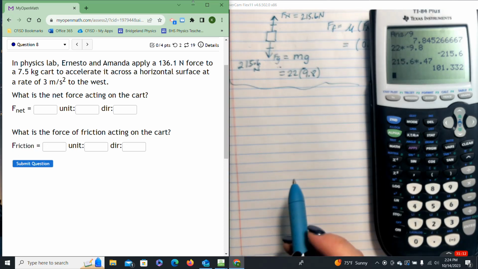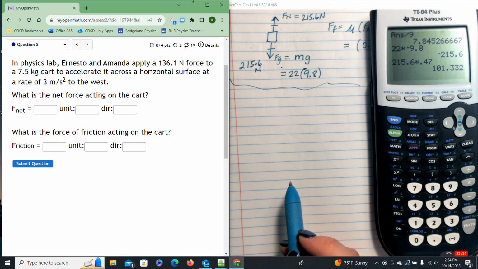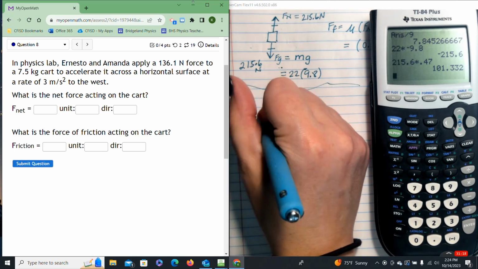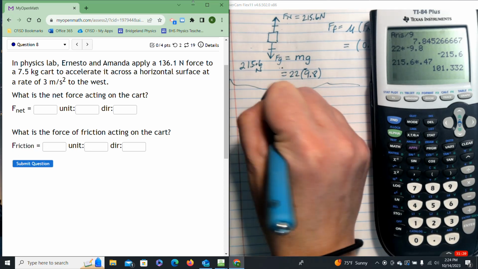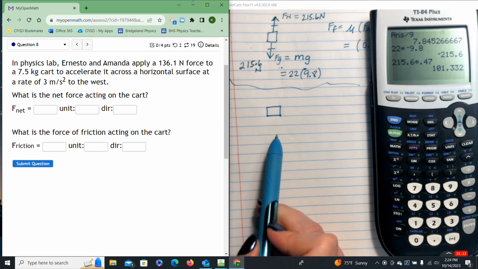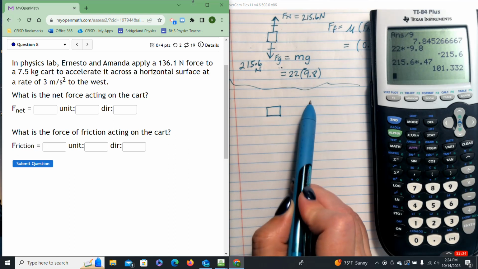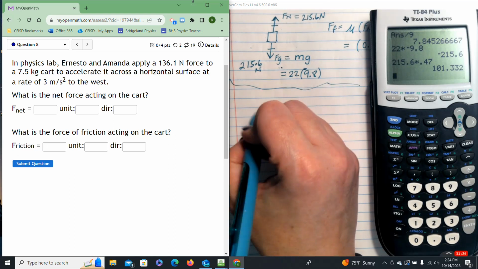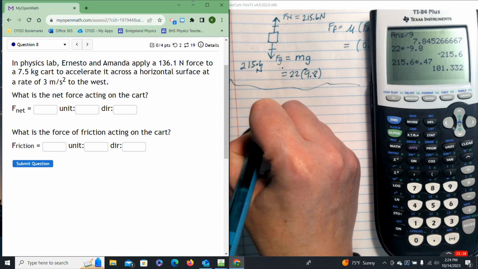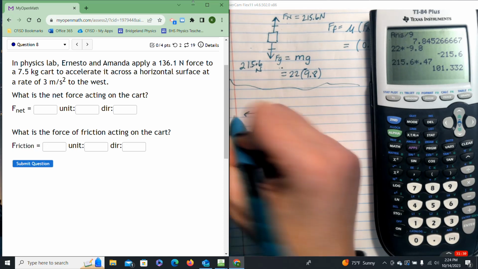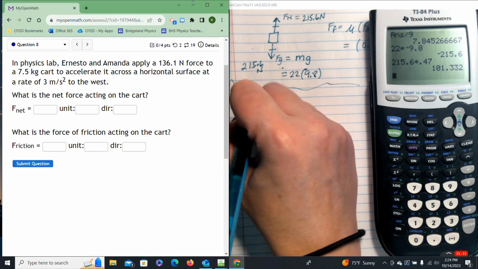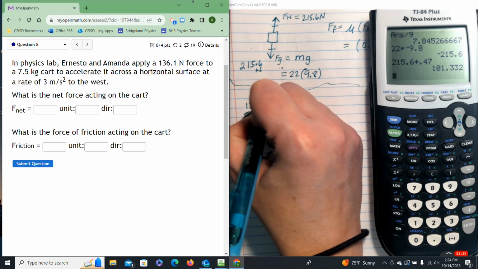Okay, so we know that Ernesto and Amanda are applying a force to the cart that causes it to accelerate to the west. So I'm going to go ahead and use north, east, south, west, the way that you would normally draw a compass rose. So I'm going to say this is west, and I'm going to label their force as 136.1 newtons.